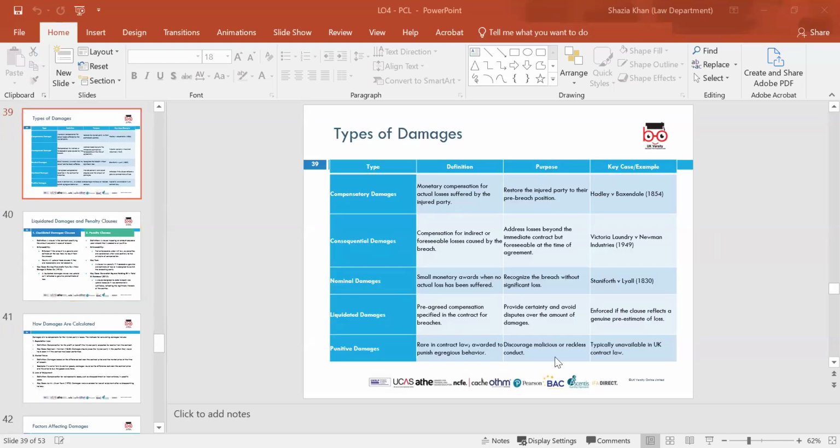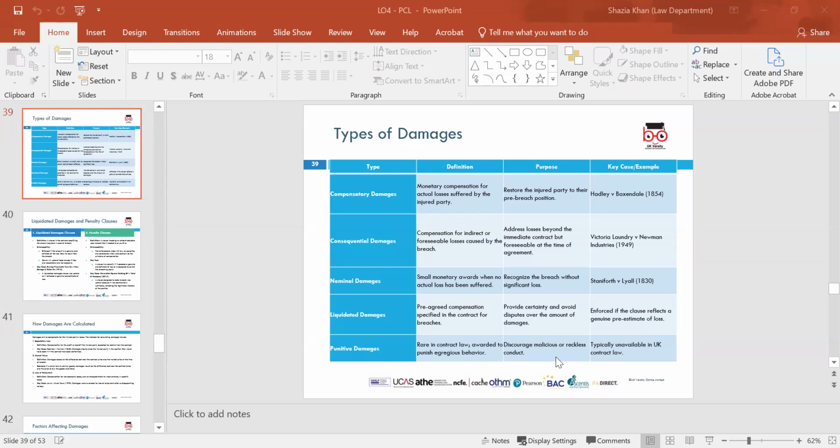Liquidated damages, which is pre-agreed compensation specified in the contract for breaches. The purpose is to provide certainty and avoid disputes over the amount of damages. And the key case is enforced if the clause reflects a genuine pre-estimate of losses.